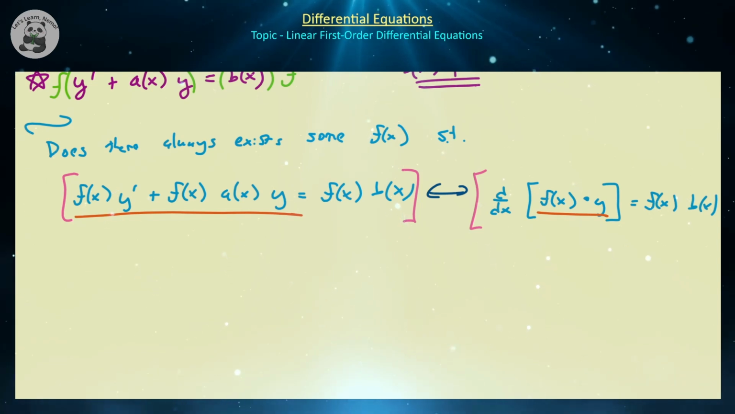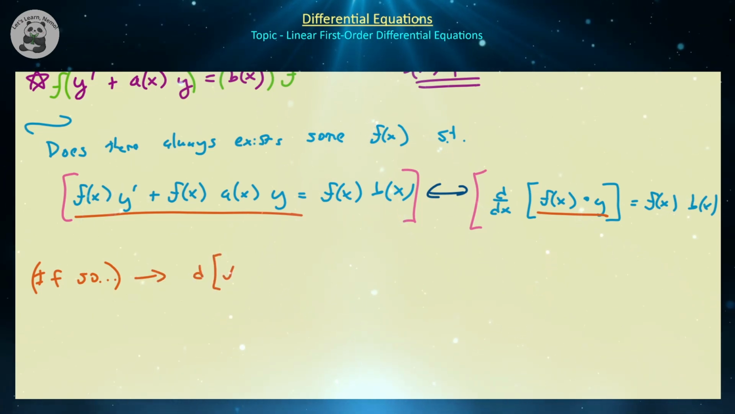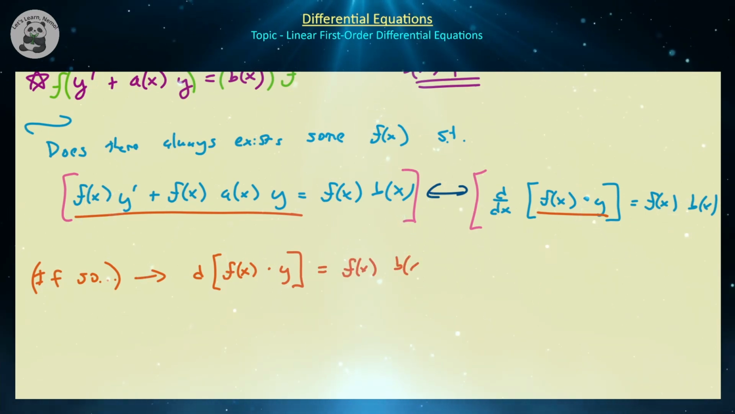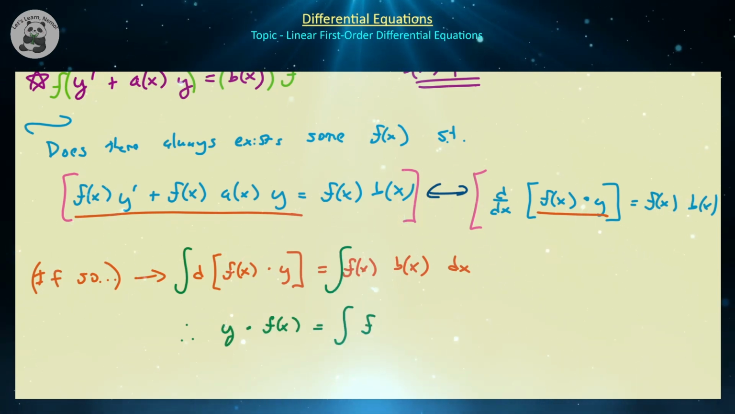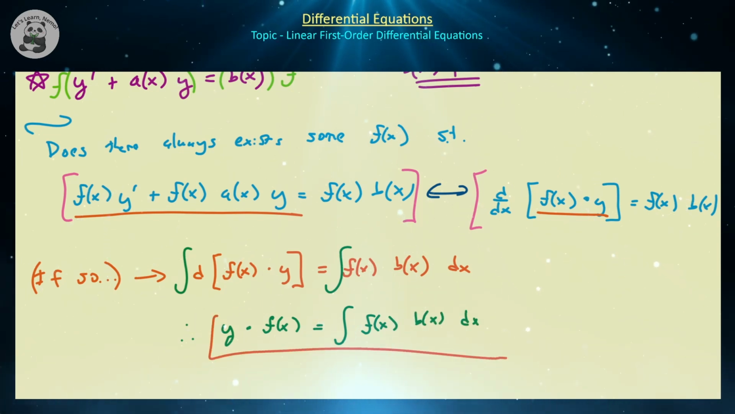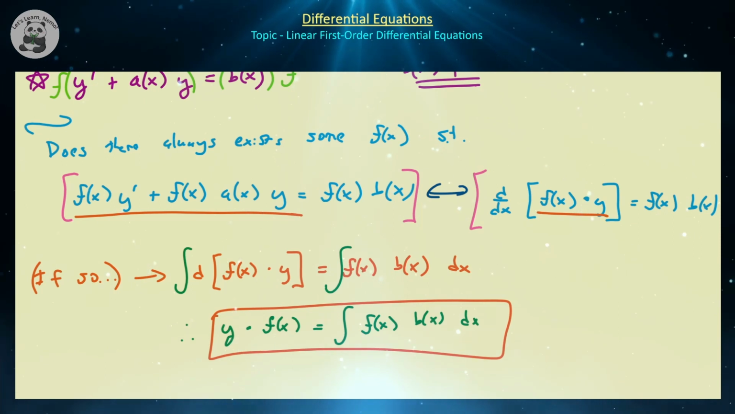Because if such a function exists, then what we have is the differential of f of x times y is going to be equal to f of x b of x dx, and then we can integrate both sides of that equation, and then we have y times f of x is equal to the antiderivative of f of x b of x dx, which is the implicit solution of the differential equation.